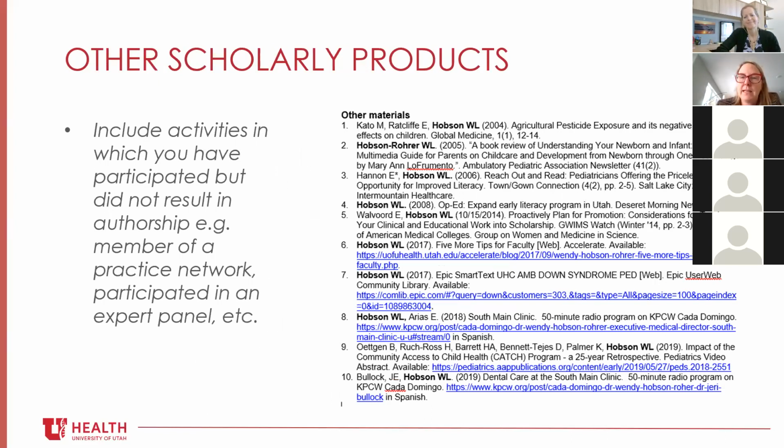Other scholarly products can also be things that maybe are not peer-reviewed. Journals that you have, that's my first one there. Some of them are also just tips that I've published. One is number 7. There is an EPIC smart text that I created for Down syndrome that then had been downloaded, and it's part of the EPIC user web community library. So you can put things like that too, that demonstrate that you are sharing your content with others. And again, you're getting some credit for some of the work that you're doing on your CV.